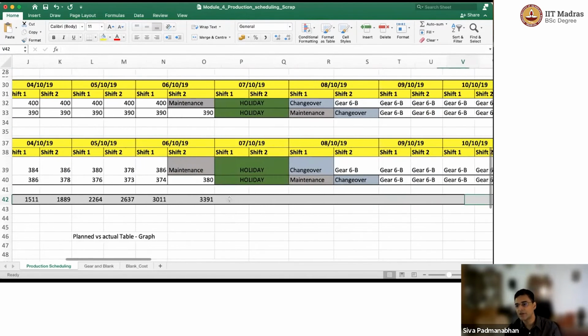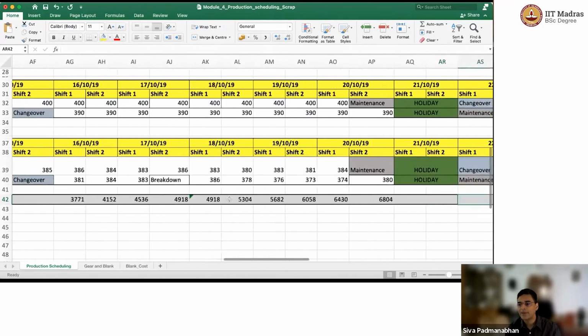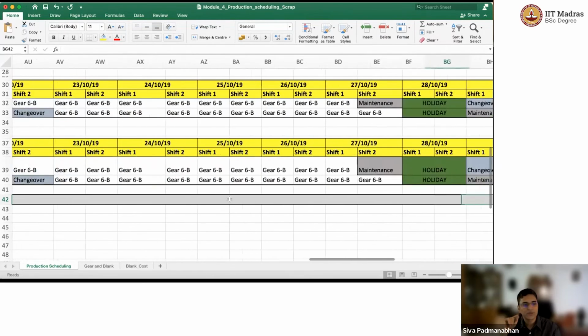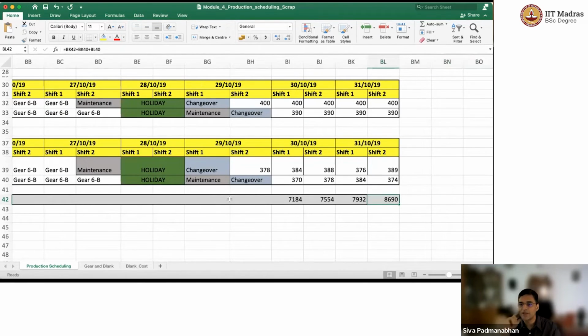So the last thing will show you how much was made. And it's less than what I actually planned, right? So if you go all the way, you'll see that the cumulative output at the end of the month was 8690 units, right? So on the last day of the month, after shift 2 was finished, I was able to make a total of 8690 gear 6A against a production schedule of 9,000.